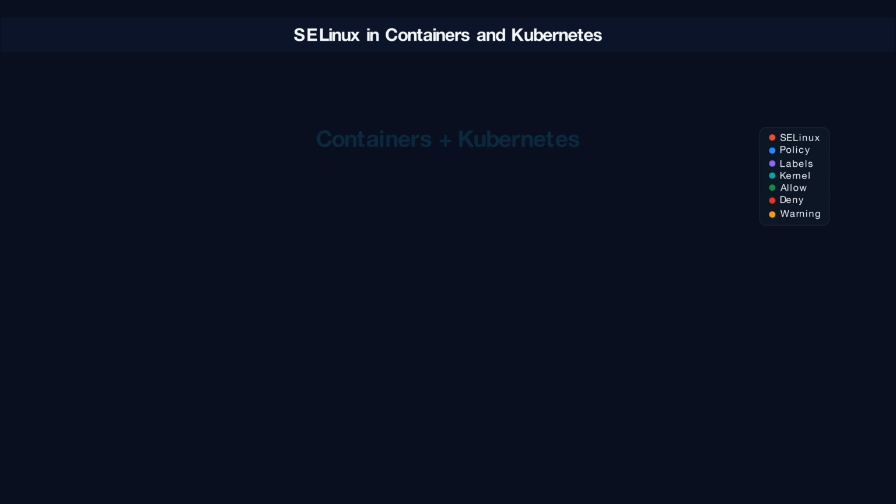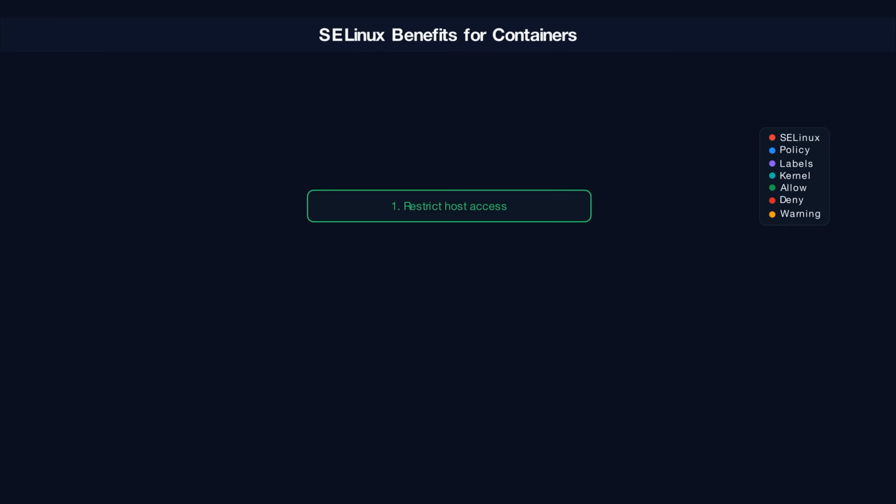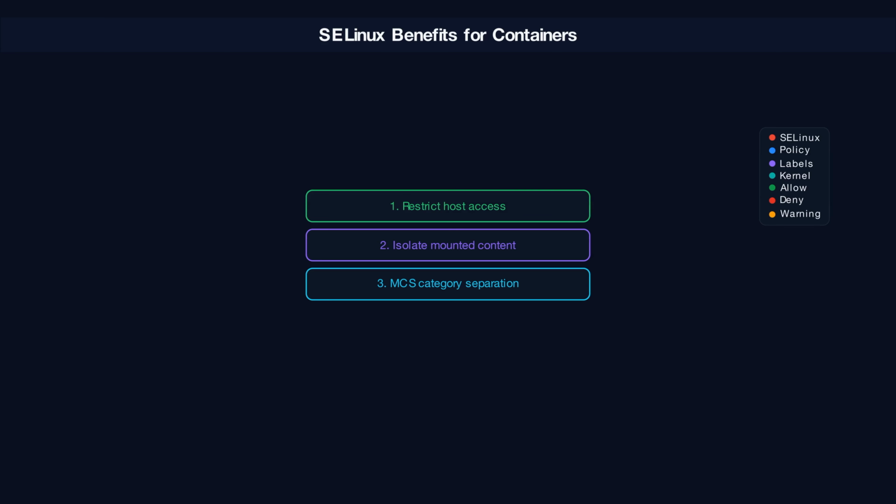Namespaces and cgroups isolate resources, but they are not the full security story. Kernel-level mandatory access control still matters for containers. SELinux helps container security in 4 ways. First, it restricts what container processes can access on the host. Second, it isolates mounted host content using labels. Third, it uses multi-category security, or MCS, categories to separate containers from each other. Fourth, it reduces lateral damage from a container compromise.